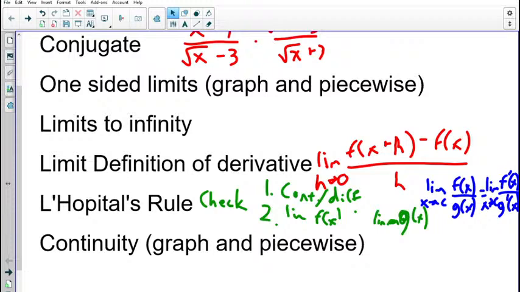A couple of you, on the last test, there was a limit where what I was expecting people to do was to factor and cancel, and then you could plug it in. But another way that I saw people do it was with L'Hopital's rule, because it gave you a 0 over 0, and so I could just take the derivative of the top, the derivative of the bottom, and then plug in my number.